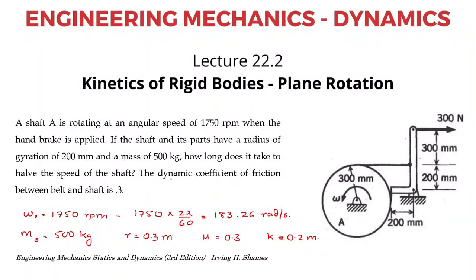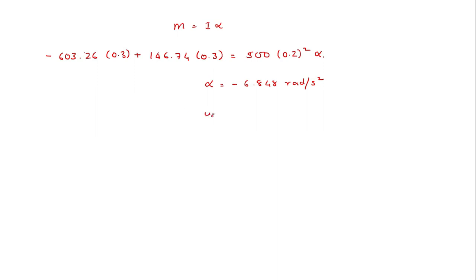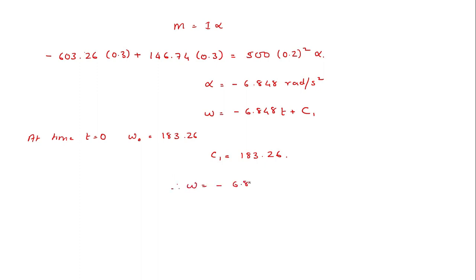Okay. Now, besides finding the angular velocity, the question is to find how long it takes to halve the speed of the shaft. So now, if you integrate, we will get omega equals minus 6.848 T plus C1. It is given that at time T equals 0, omega 0 is 183.26. Substituting in this equation, you will get C1 is equal to 183.26. Therefore, omega will be equal to minus 6.848 T plus 183.26.